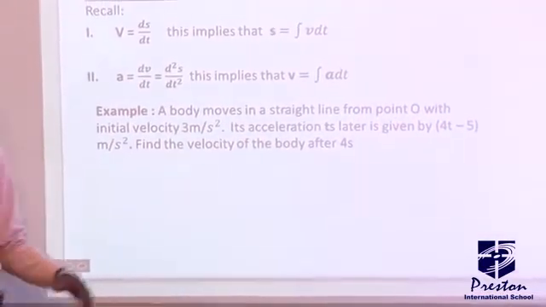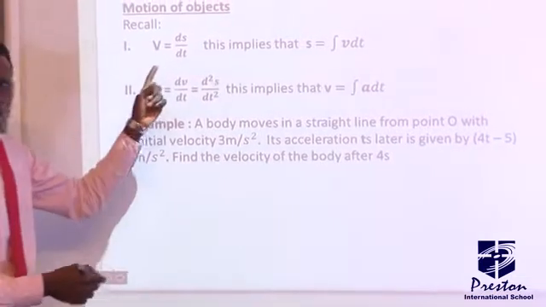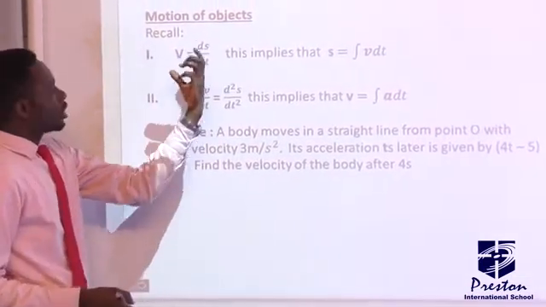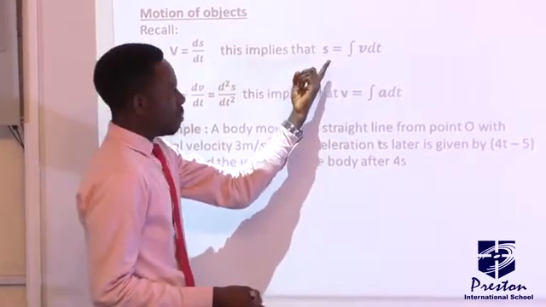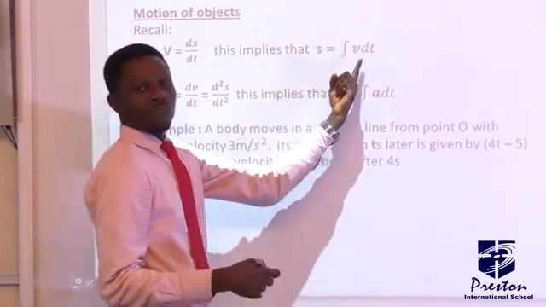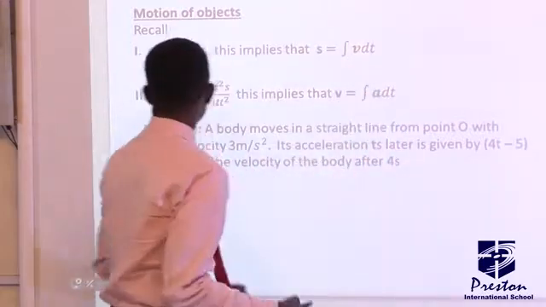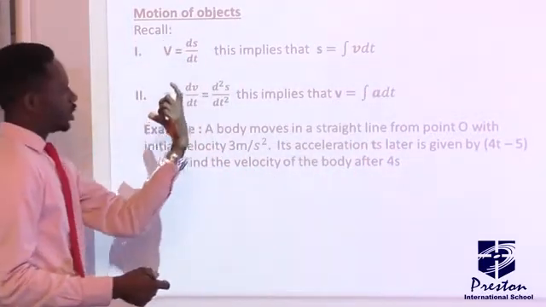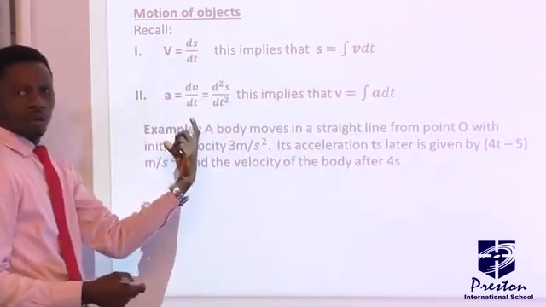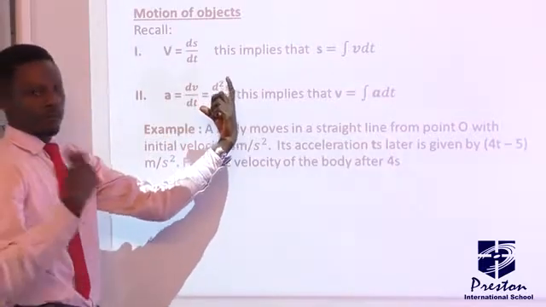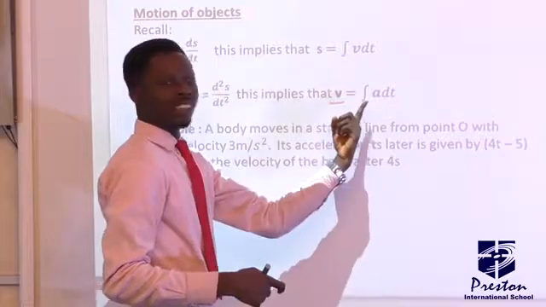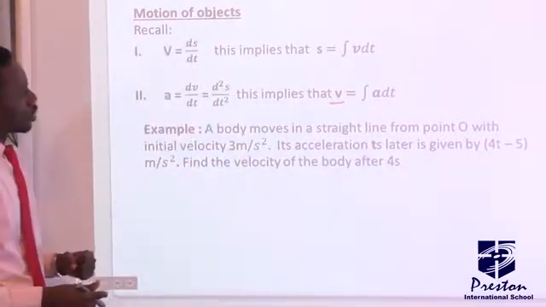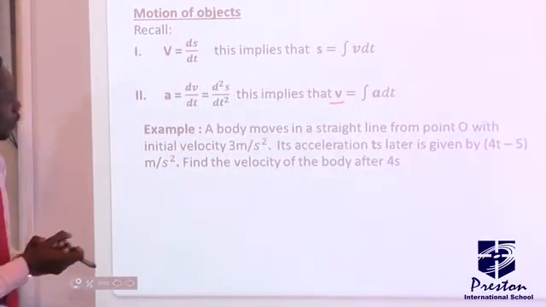On the motion of an object, we can also apply this. Of course, we know that velocity is always displacement over time, meaning that our displacement is going to be the integral of velocity with respect to time t. Also, acceleration is change in velocity with respect to time, which is talking about the derivative of velocity. That implies that our velocity is equal to the integral of acceleration. Now let's look at this question and apply what we have just been taught.